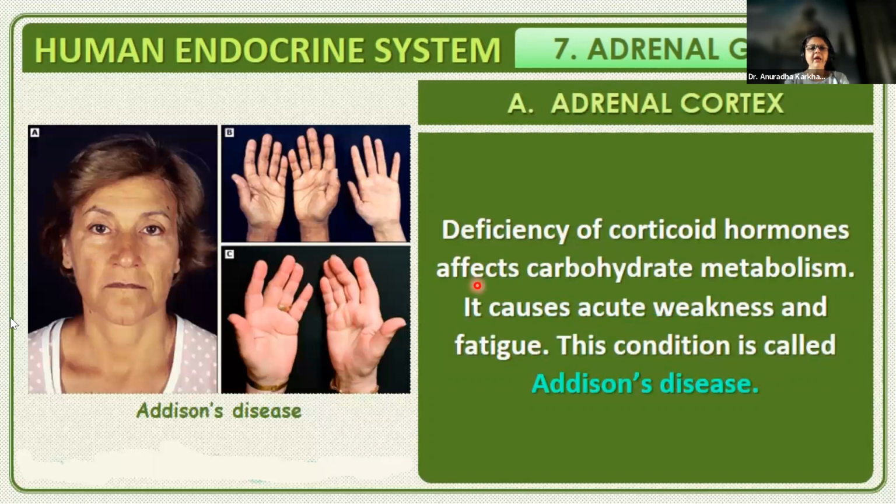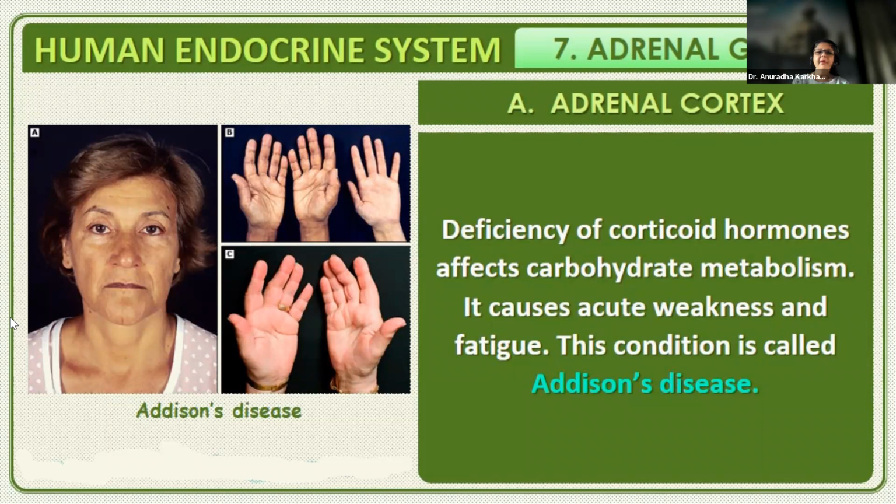See, diseases. So what will happen in deficiency of the adrenal cortex? Deficiency of corticoid hormones affects carbohydrate metabolism because gluconeogenesis is impaired now. Eventually, it causes acute weakness and fatigue. This condition is called Addison's disease.